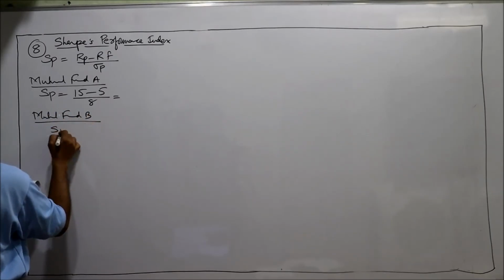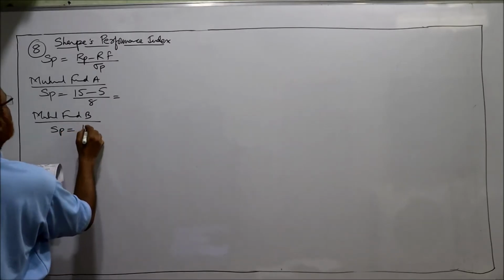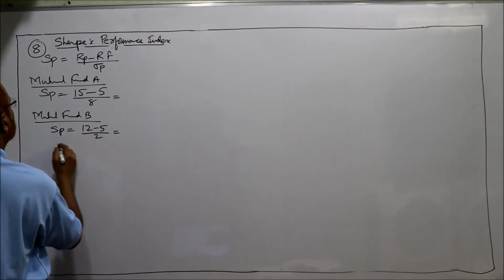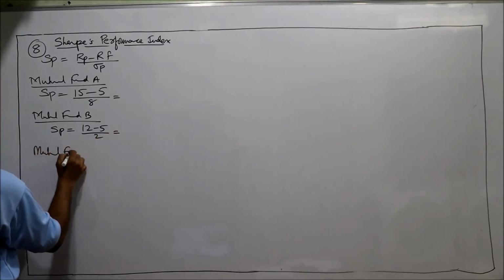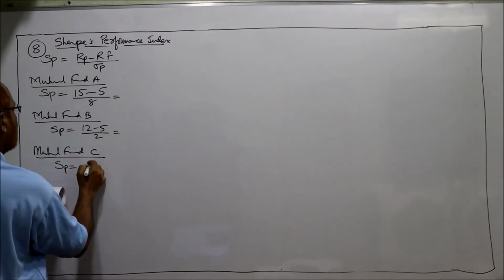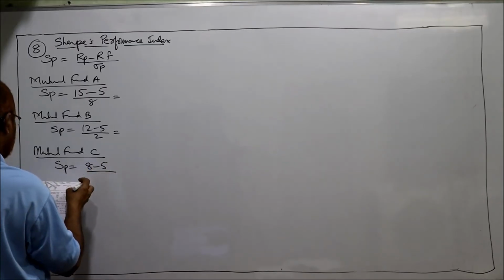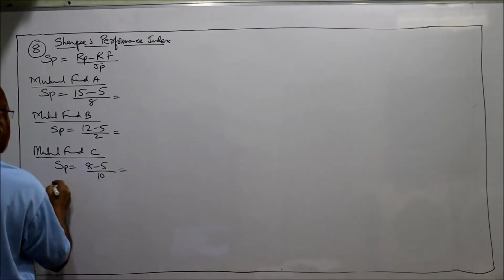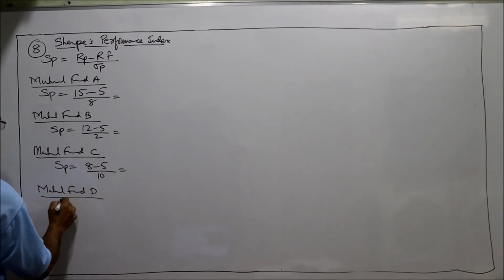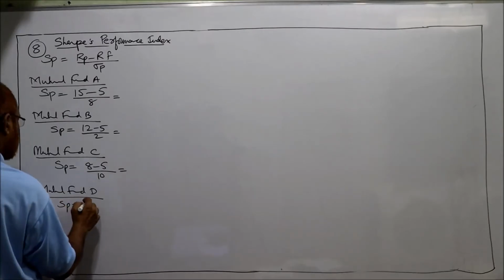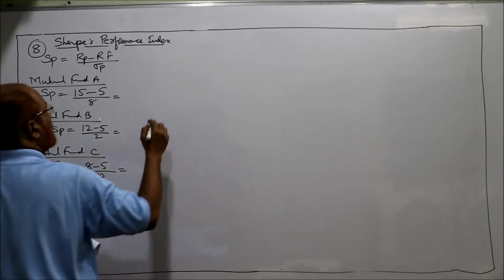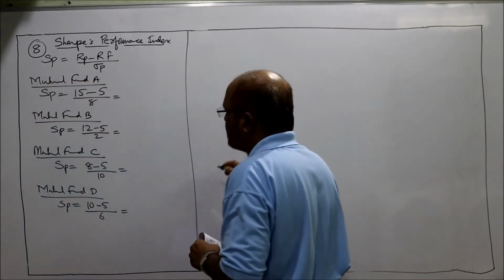Mutual fund B. So return is 12% minus 5% divided by standard deviation is 2. Mutual fund C. The return is 8% minus 5 divided by 10. Mutual fund D. SP is equal to, return is 10% minus 5% divided by 6. This is all about Sharpe's index.